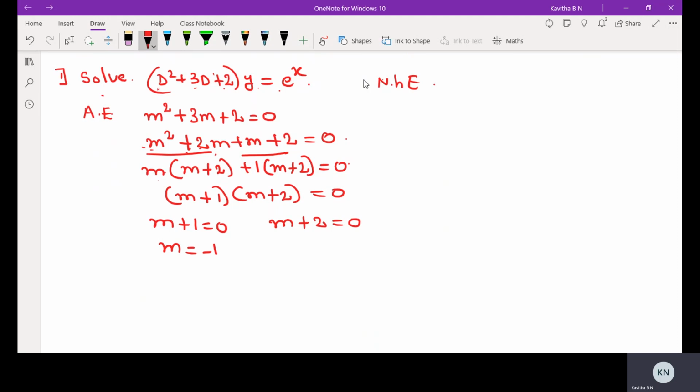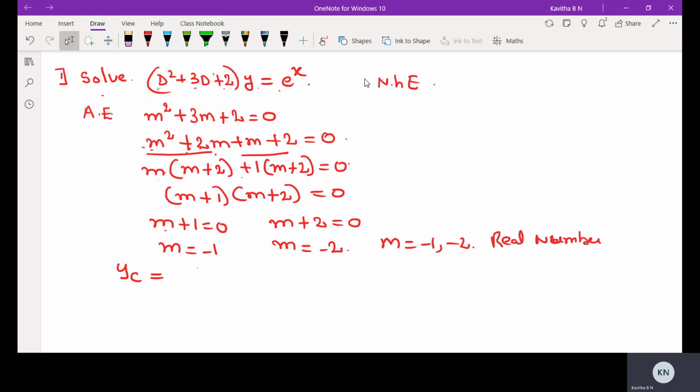M is equal to minus 1. M is equal to minus 2. Okay, understood how to find the roots? Factorization and find the roots here. Okay, then write the YC. Here m is equal to minus 1, minus 2 means real numbers and also the roots are different.